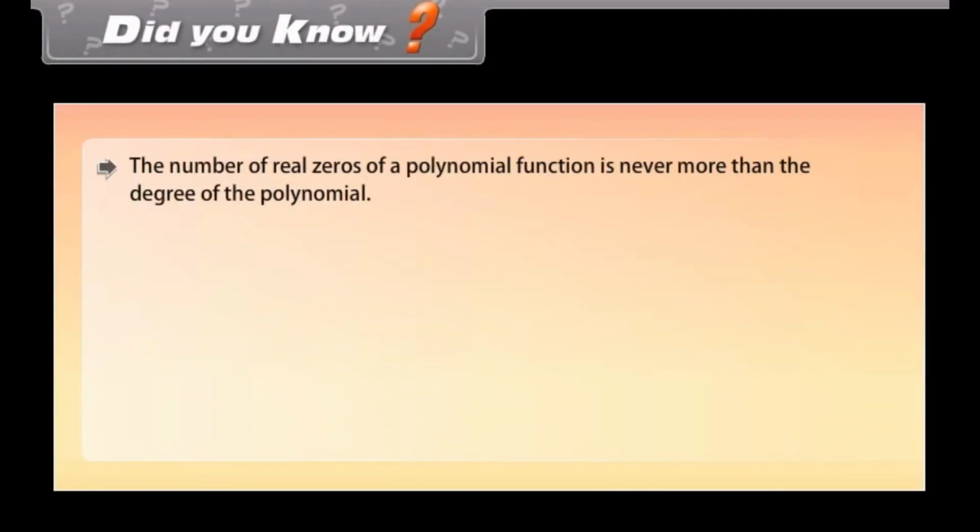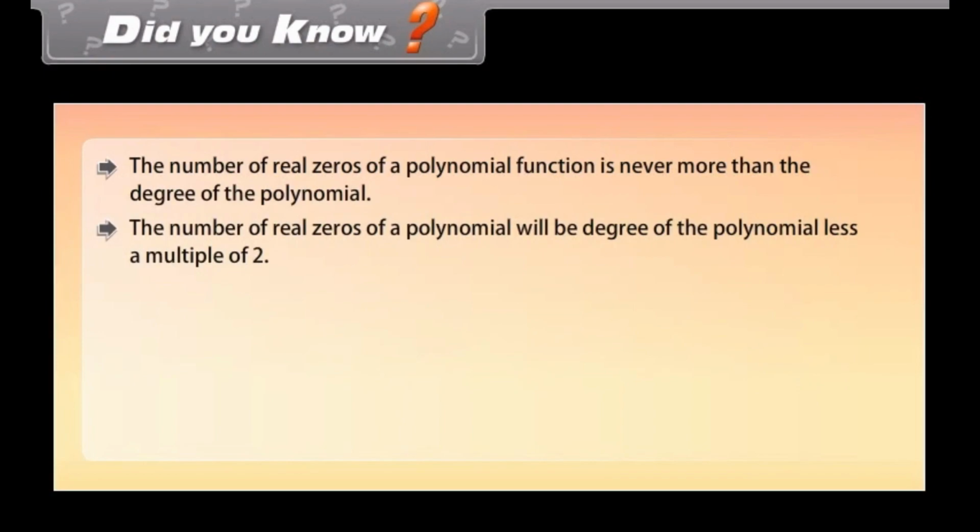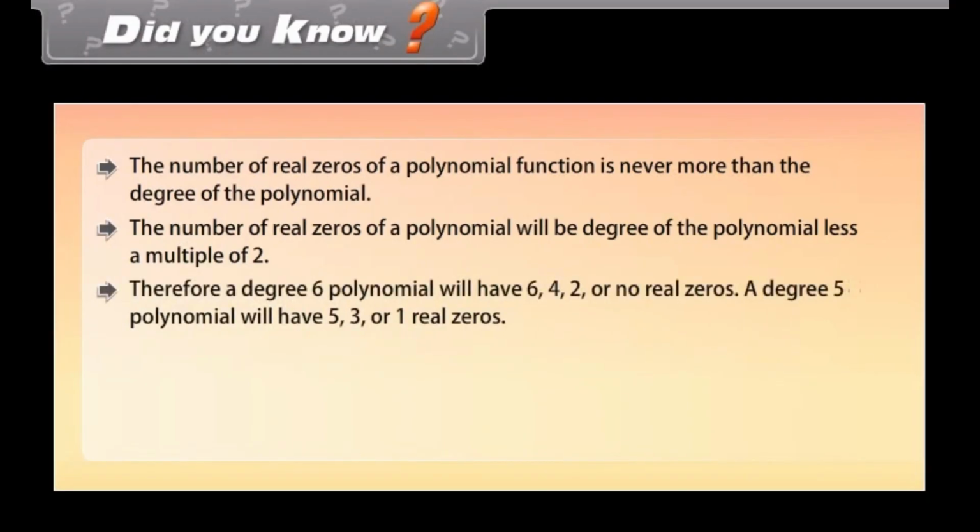Did you know? The number of real zeros of a polynomial function is never more than the degree of the polynomial. The number of real zeros of a polynomial will be the degree of the polynomial less a multiple of 2. Therefore, a degree 6 polynomial will have 6, 4, 2, or no real zeros.